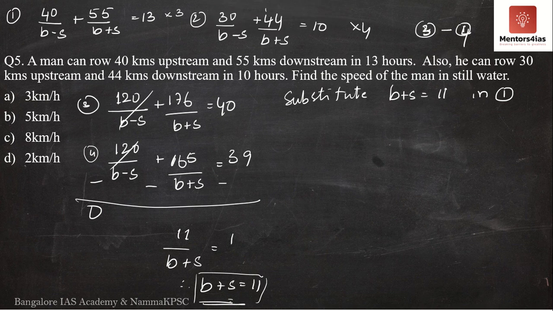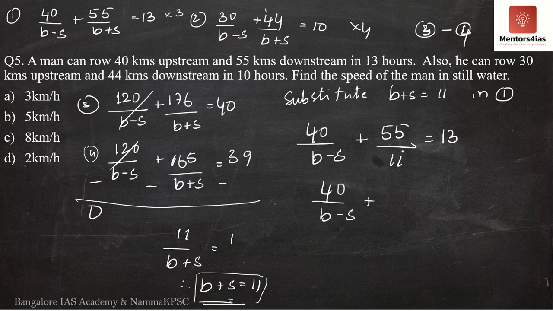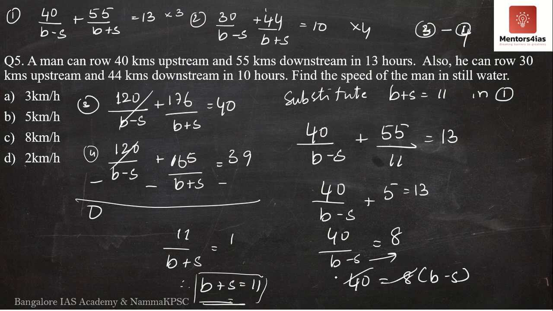When we substitute b plus s as 11 in the first equation, what do we get? We get 40 divided by b minus s plus 55 divided by b plus s, which is 11, is equal to 13. So 40 divided by b minus s plus 5 is equal to 13, or 40 divided by b minus s is equal to 13 minus 5, which is equal to 8, or 40 is equal to 8 into b minus s. 8 5s are 40. Therefore, b minus s is equal to 5.